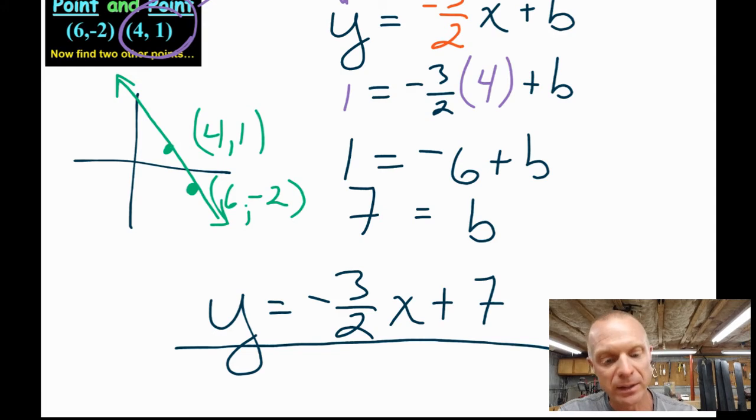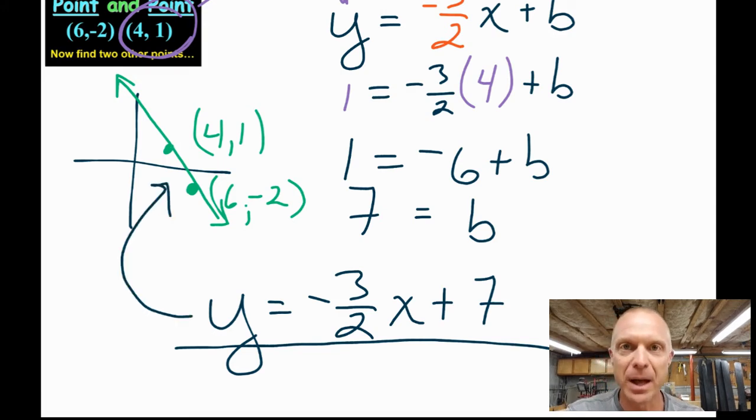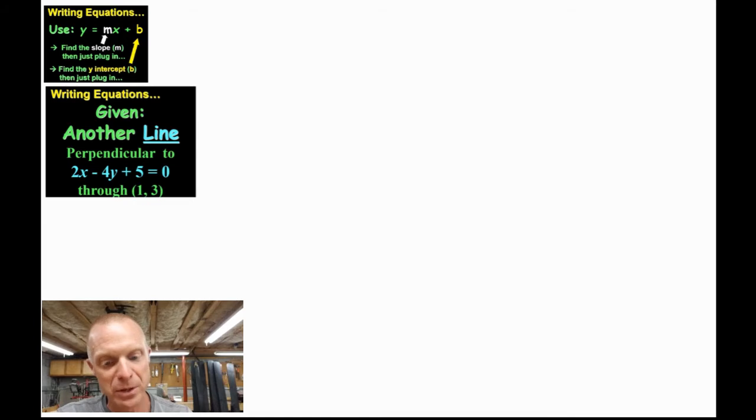Take a look at the line that we drew a moment ago. Looks like the same line. It has a negative slope. It's got a y-intercept up here at 7. All is well. What else can we do with equations of lines?